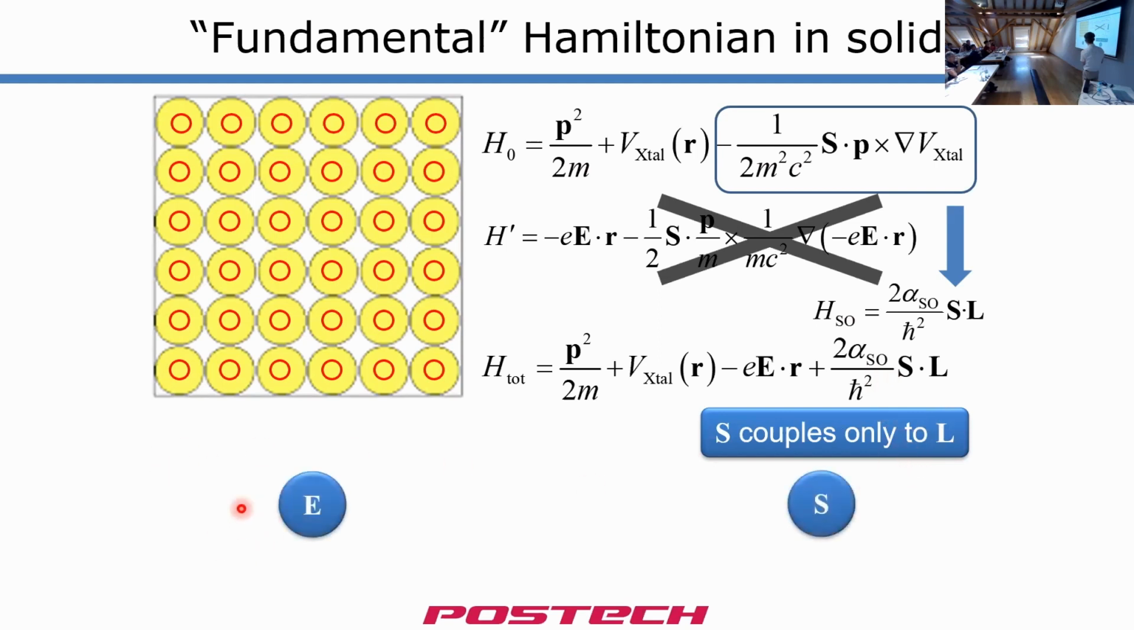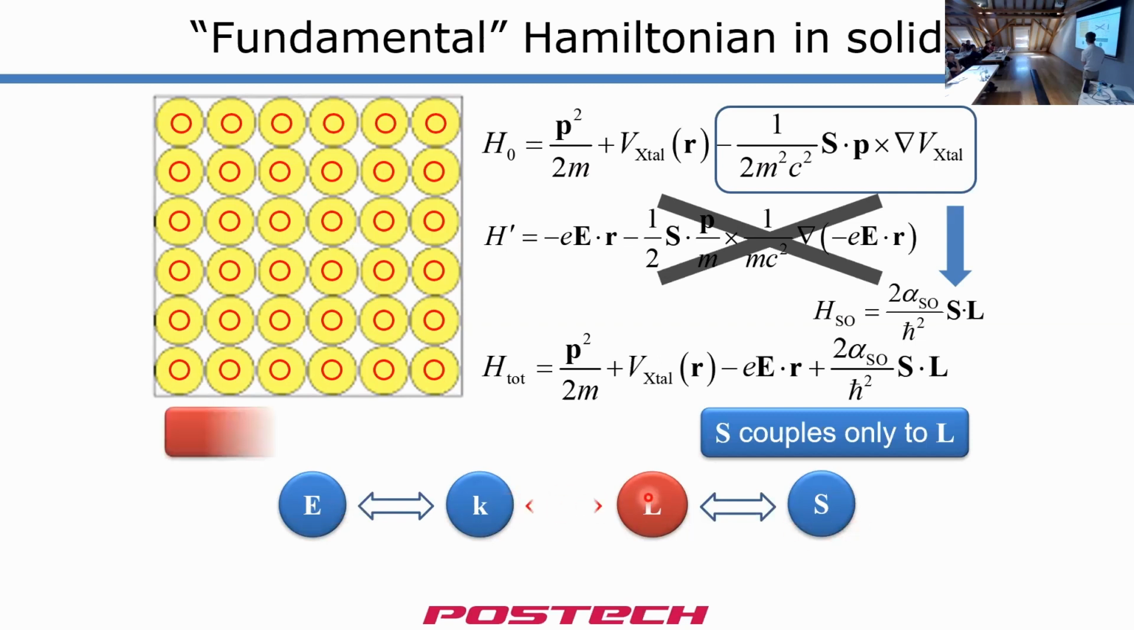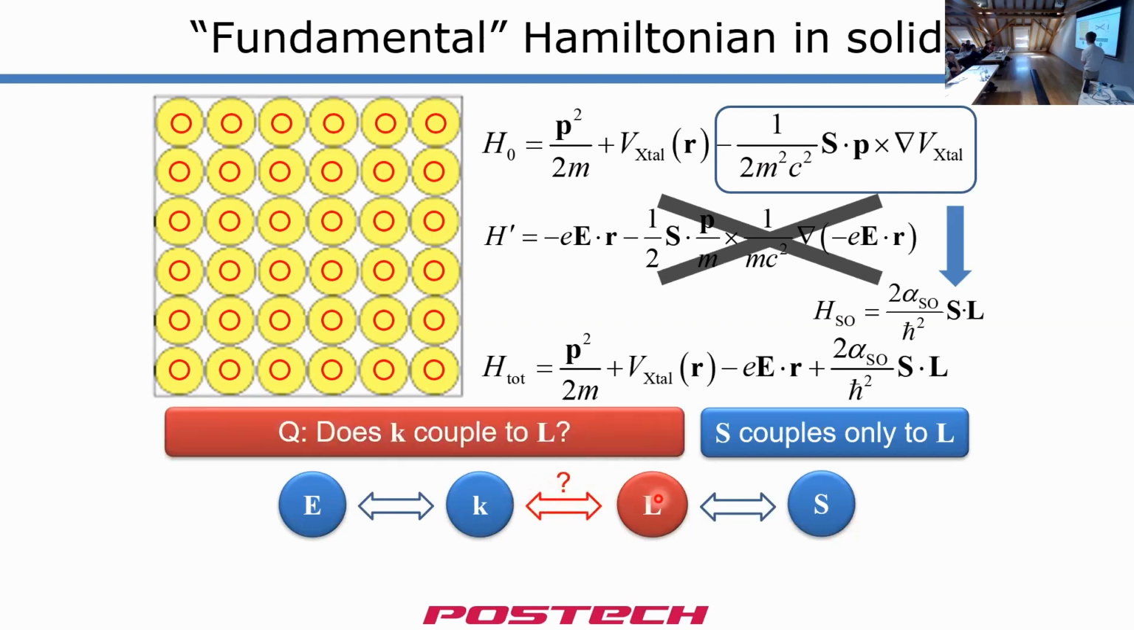So if we want to generate some interesting spin response from the electric field, it should be somehow connected to the spin degree of freedom. And for connection, well, we know that electric field is connected to crystal momentum. And we see that spin is connected to orbital angular momentum. Now, to make a connection between electric field and spin, we need a connection between crystal momentum and orbital angular momentum. Without it, electric field cannot generate spin response.